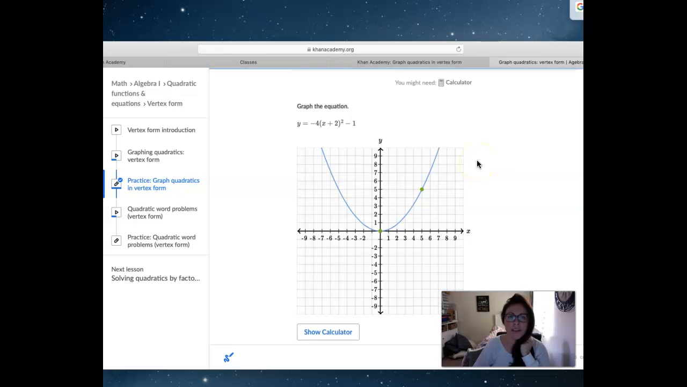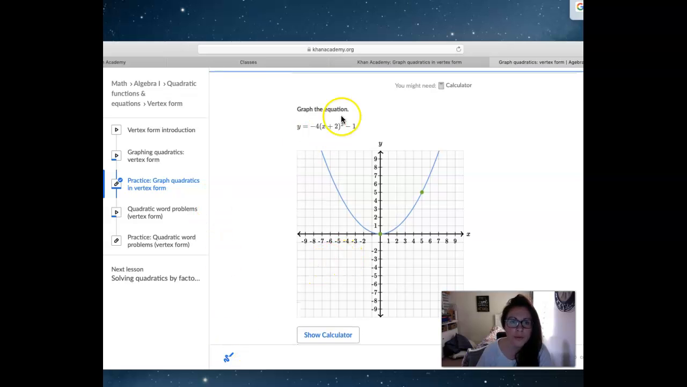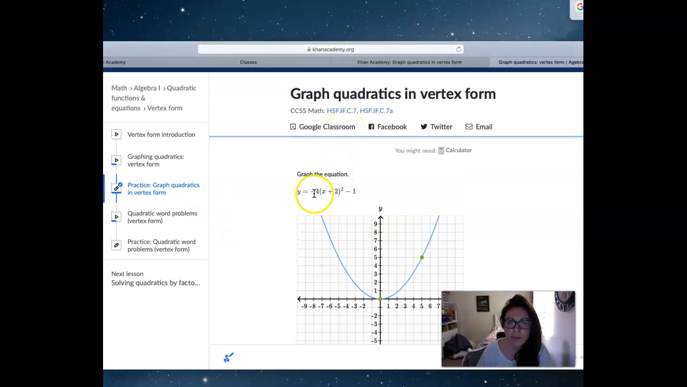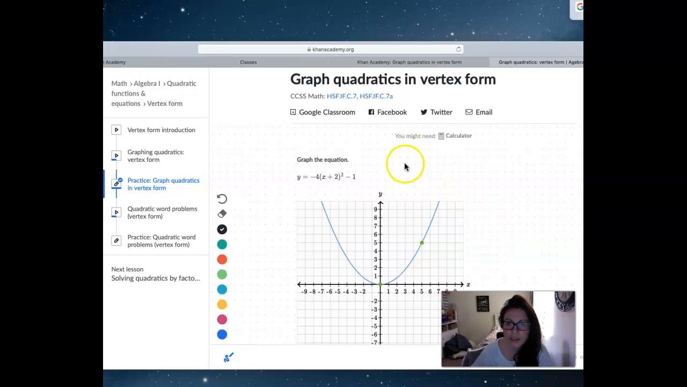All right, so for those of you guys that were absent, this is another way to help you understand how to graph parabolas. So we've already talked about the quadratic function in vertex form. If I went ahead and just showed you here, we have y equals a, sorry, I'm using my mouse, not a stylus, (x minus h) squared plus k.